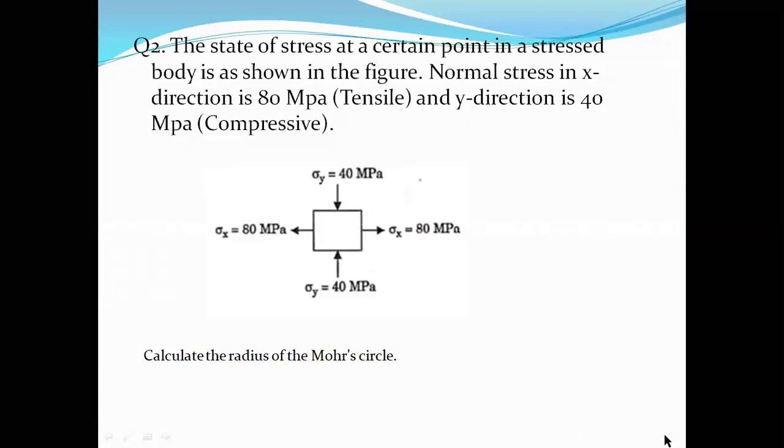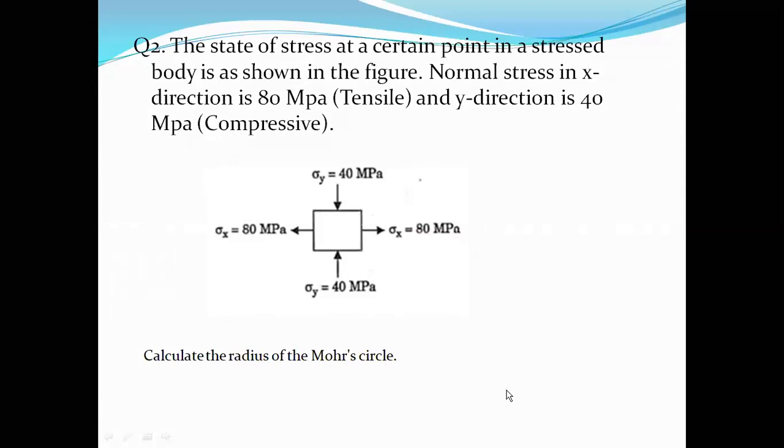Okay, this is a 2D block. This is compressive and this is vertical tensile. The normal stress in the x direction is 80 megapascal, which is tensile, and in the y direction it is 40 megapascal, which is compressive. Calculate the radius of the Mohr circle.